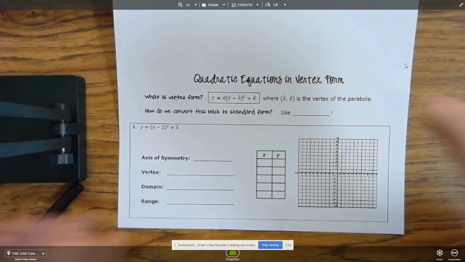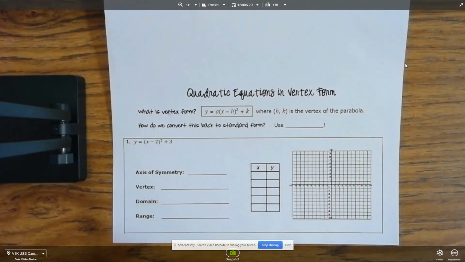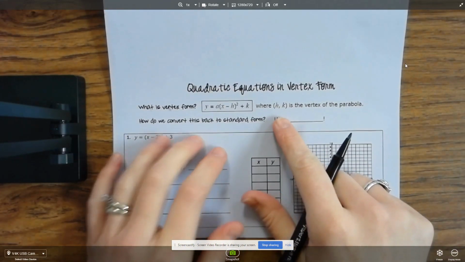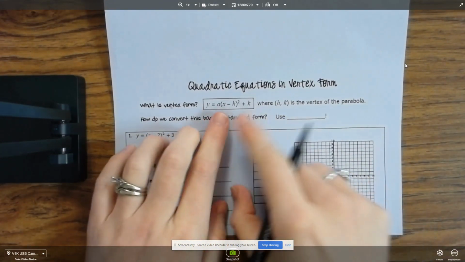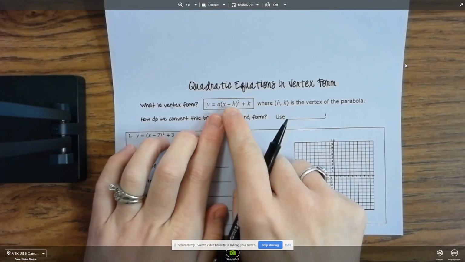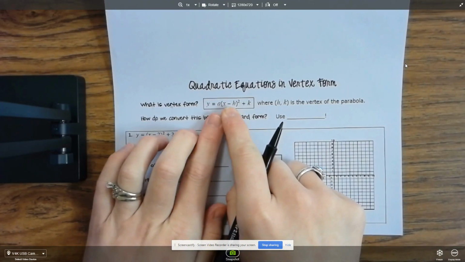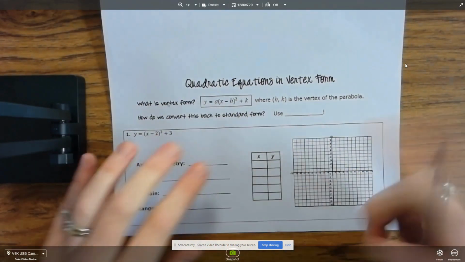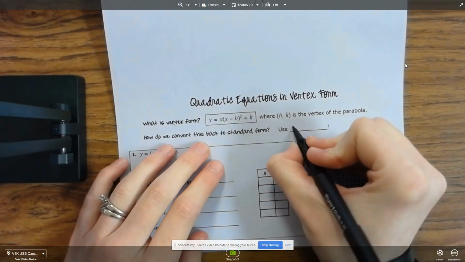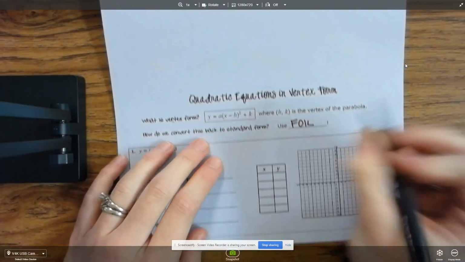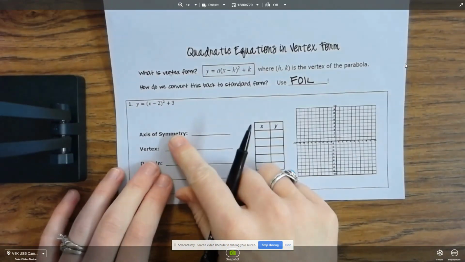This video is for quadratic equations in vertex form. So vertex form is where (h, k) is the vertex of the parabola. And remember, your h is the opposite of what it's listed here. So you can convert back to standard form using FOIL, or you can find your points.